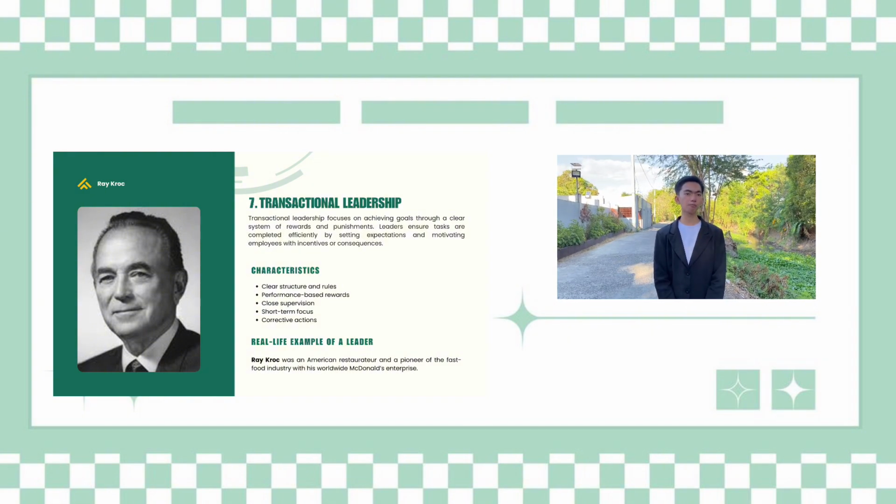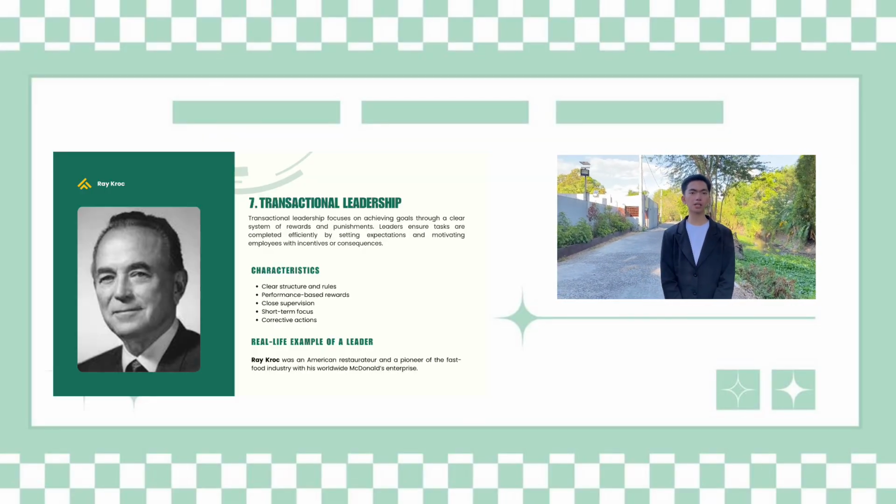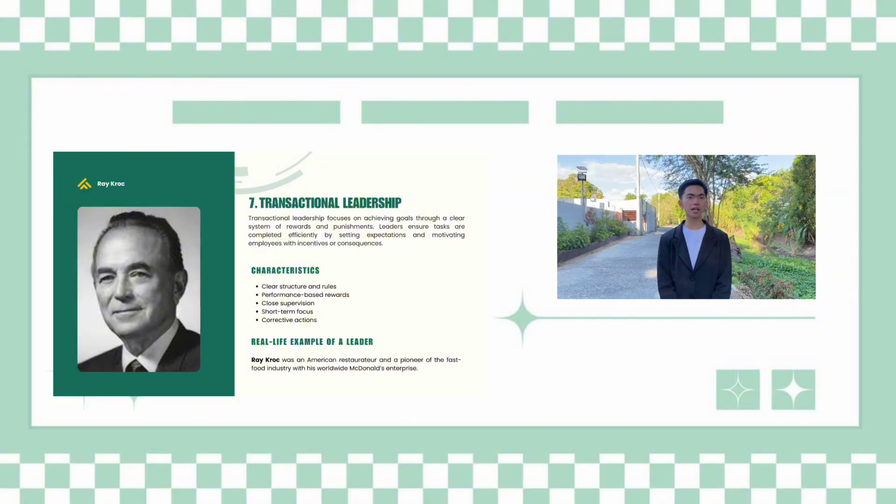And fourth, short-term focus, emphasis on daily operations rather than long-term goals. Fifth is proactive leadership. Things are quickly addressed through feedback or penalties. So these are examples of real-life leaders.